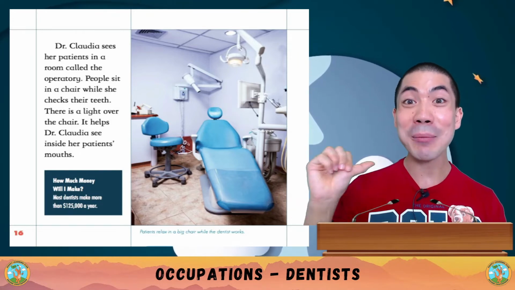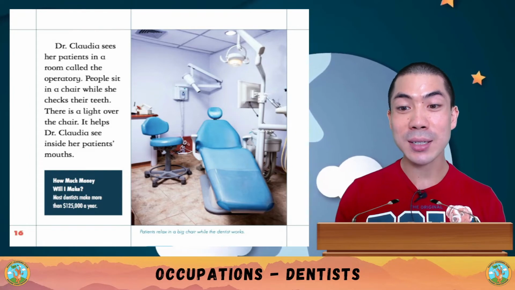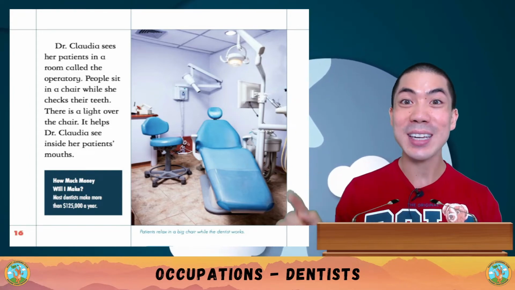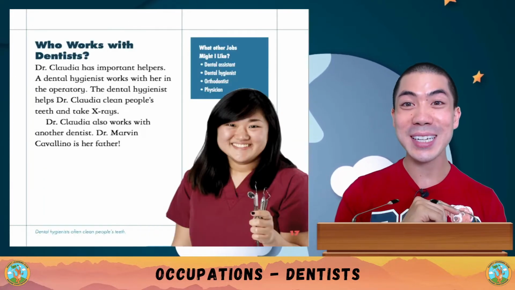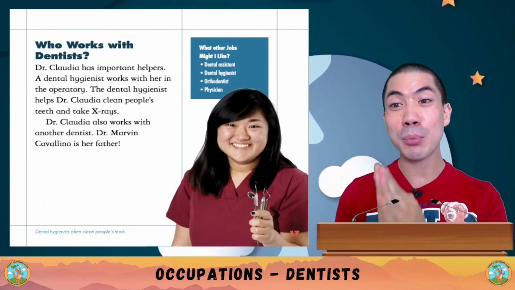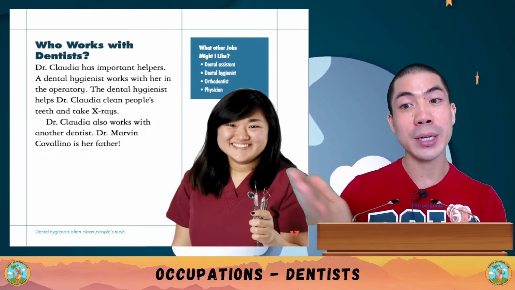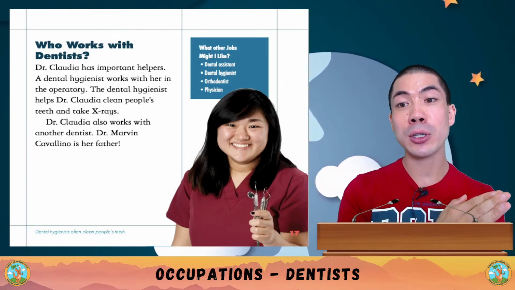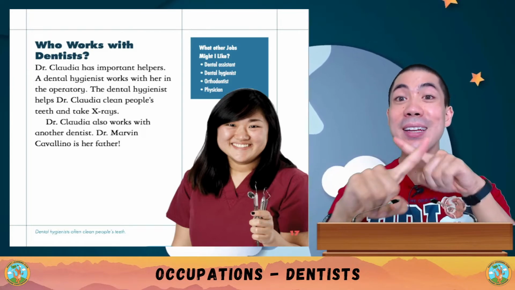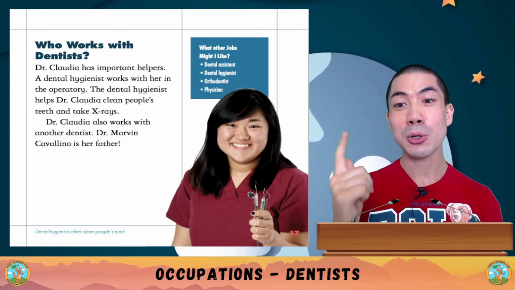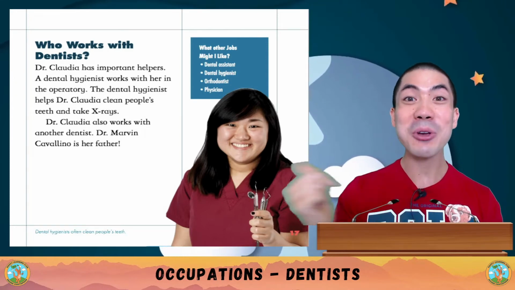How much money will I make as a dentist? Most dentists make more than $125,000 a year in America. Who works with dentists? Dr. Claudia has important helpers. A dental hygienist works with her in the operatory. The dental hygienist helps Dr. Claudia clean people's teeth and take x-rays. Dr. Claudia also works with another dentist. Dr. Marvin Cavallino is her father.